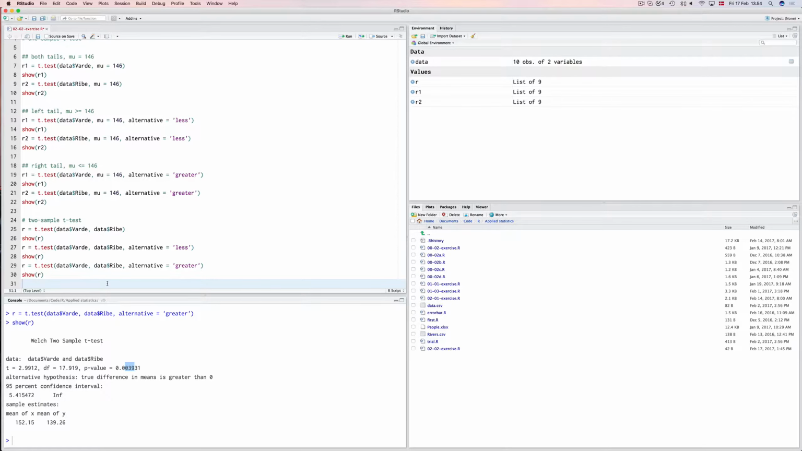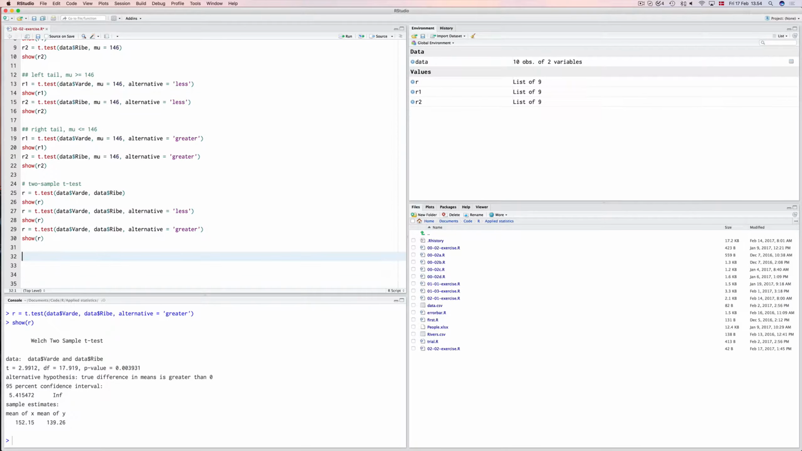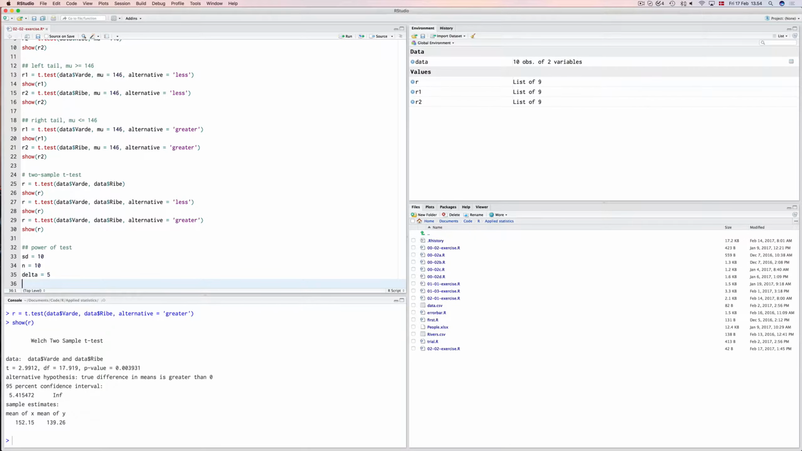Then just a couple of examples for the power calculation. For the power calculation, we need to know the effect, and we need to know the standard deviation, right? So let's say standard deviation is 10, and we would like to know the power if sample size is 10, and for example, the delta is 5. Okay, so will we be able to see a contaminated river if it's contaminated by 5 milligrams per liter larger than 146, than this limit?